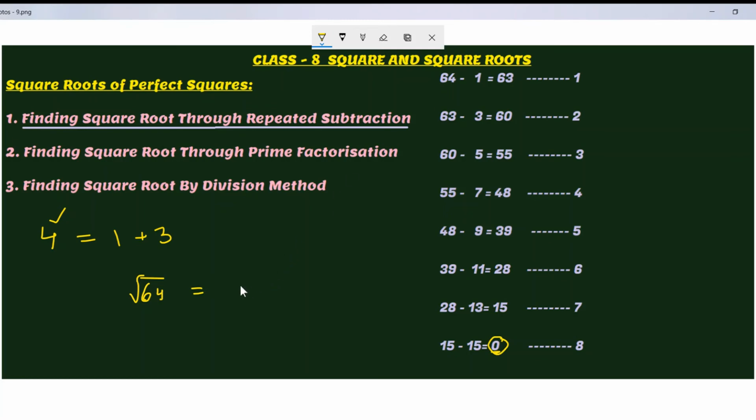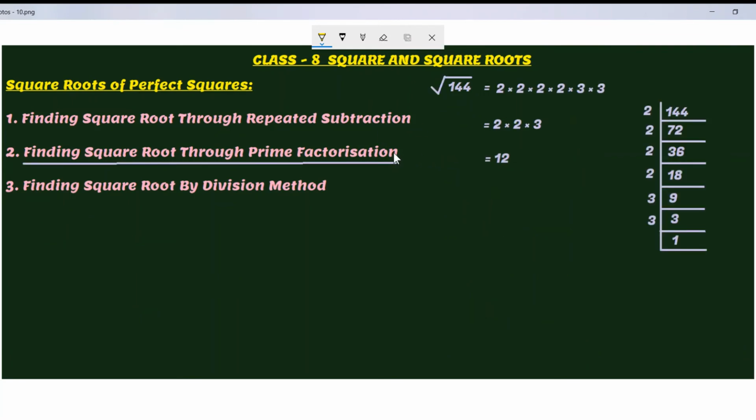So we can write 8 is the square root of 64. We know 8 8s are 64. This way you can find out the square root by subtracting the successive odd numbers. Next we are going to see the prime factorization method.